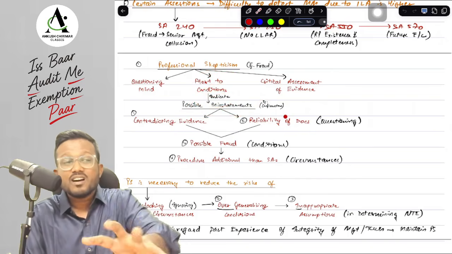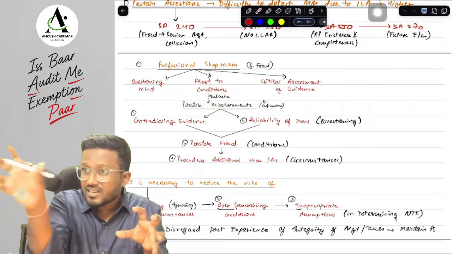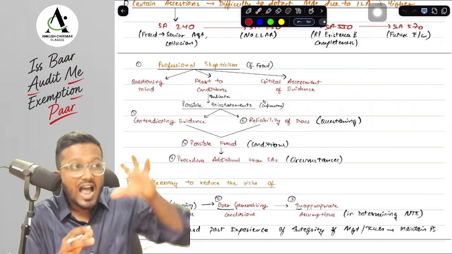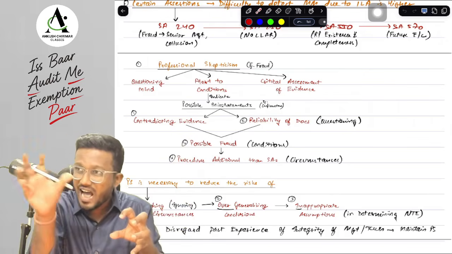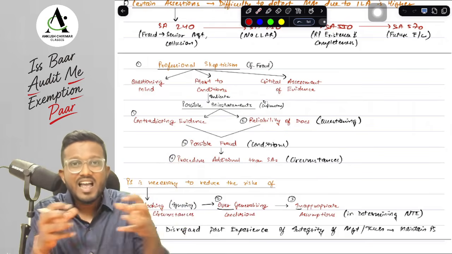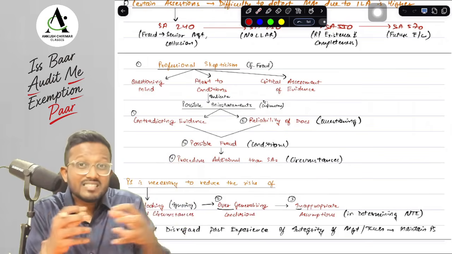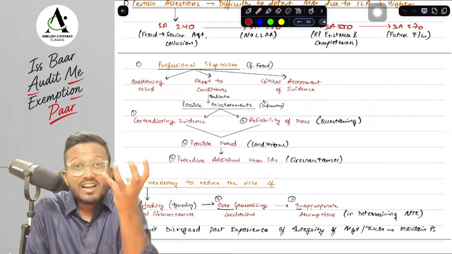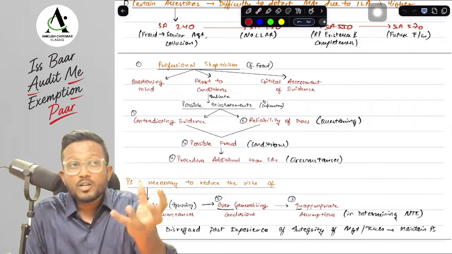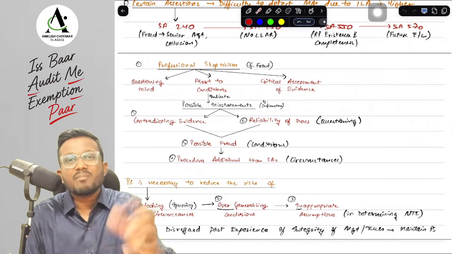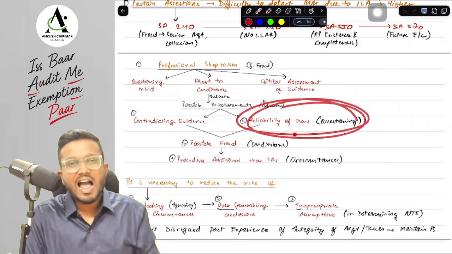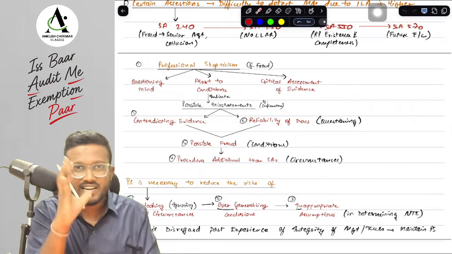So what are the conditions, sir? Suppose I have obtained one audit evidence and there is another audit evidence, and both are contradicting. I have obtained the external confirmation and I have the internal information from the entity, and both the balances are not matching, which means there can be a misstatement. Secondly, the reliability of documents. If I have a question on the reliability of the documents, which means there can be a misstatement.